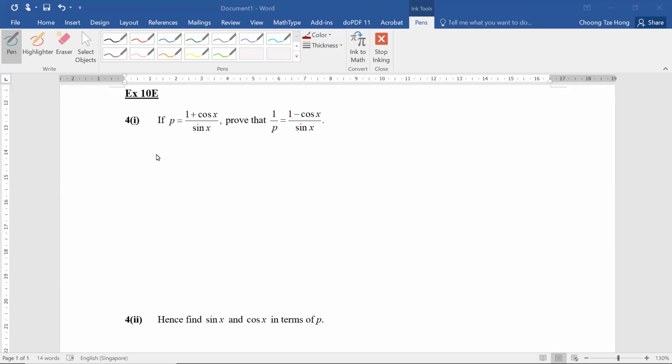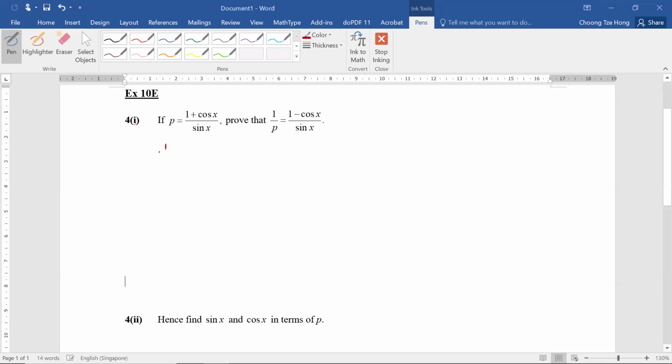Alright, so let's read the question. We are told that if P is equal to 1 plus cosine x over sine x, prove that 1 over P is equal to 1 minus cosine x over sine x. This is actually a trigo identity proving question, but they ask it in a different way. So P is 1 plus cosine x over sine x, and they want us to prove 1 over P is 1 minus cosine x over sine x. So we will start by doing this.